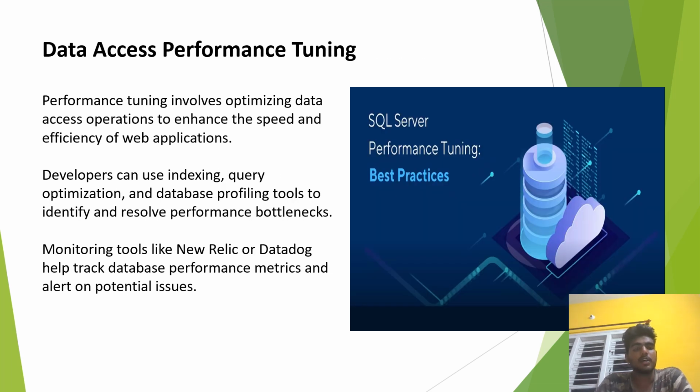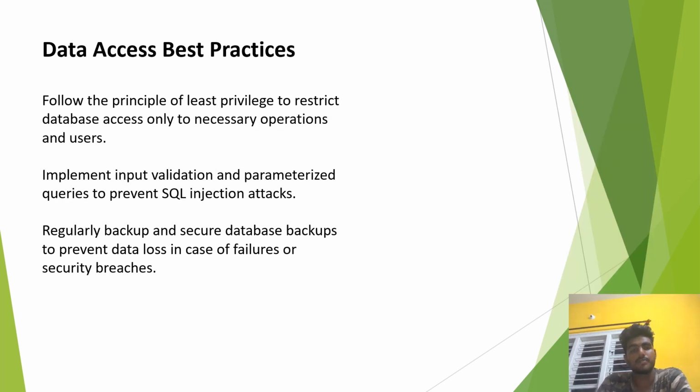Data access performance tuning. Performance tuning involves optimizing data access operations to enhance the speed and efficiency of web applications. Developers can use indexing, query optimization, and database profiling tools to identify and resolve performance bottlenecks. Monitoring tools like New Relic or Datadog help track database performance metrics and alert on potential issues.